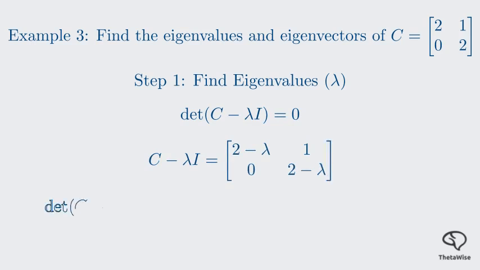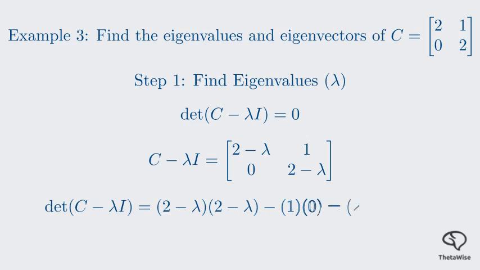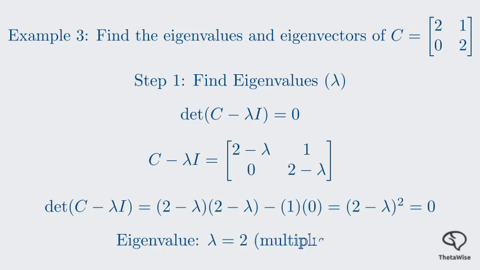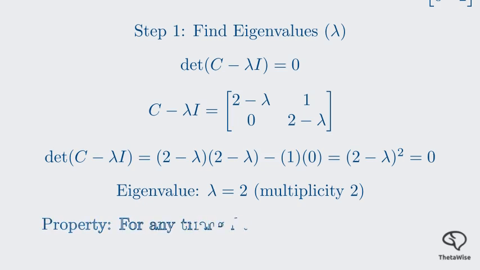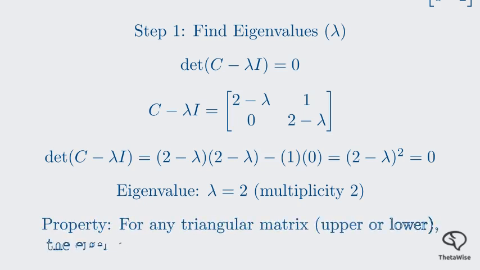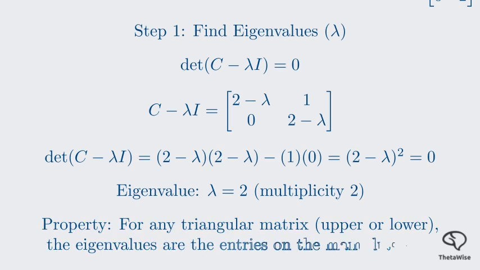This is an upper triangular matrix. The determinant of a triangular matrix is also the product of its diagonal entries. So we have (2 minus lambda) times (2 minus lambda) equals 0. This gives us a single eigenvalue, lambda equals 2, with a multiplicity of 2. This means the root 2 appears twice in the characteristic equation. This is another important property. For any triangular matrix, upper or lower, the eigenvalues are the entries on the main diagonal.